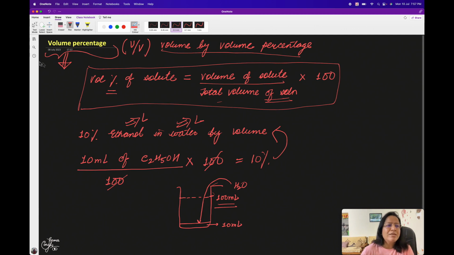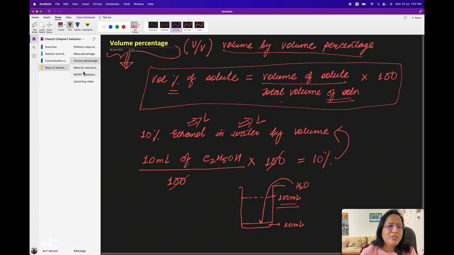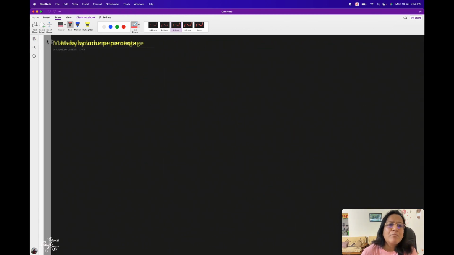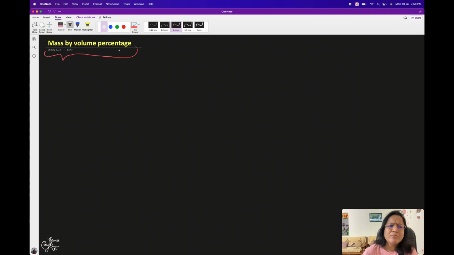We move on to the next way of expressing concentration, and that is mass by volume percentage. I'm sure now you know how to express concentration in terms of mass by volume. One of them has to be the amount and the other has to be the volume, right? How do we do that? Let's represent it by W by V, right?